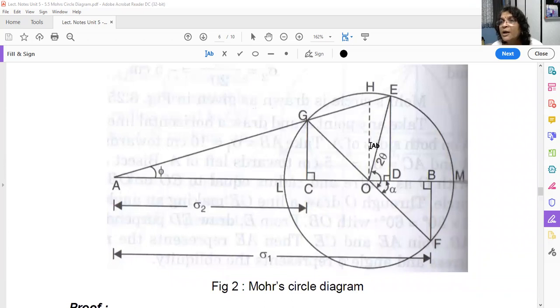Now this H, H is the point. Once you draw a vertical line from O to H, it is also a radius. So H is the point of maximum shear stress. Okay, see, along the y-axis all are the shear stresses. Now what are points M and L? M is the point having highest stress. That is nothing but the major principal stress, maximum principal stress.